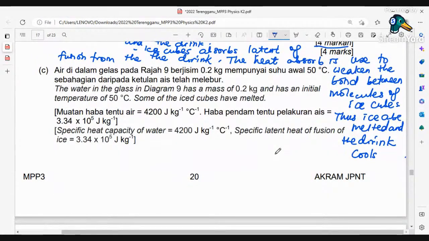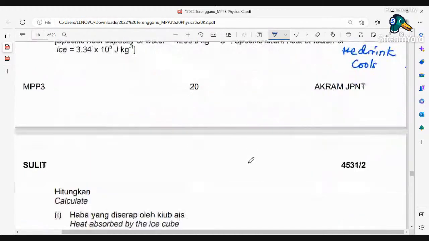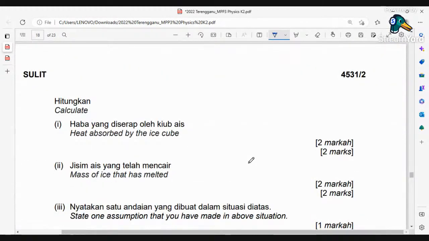But C, calculation. The water in the glass in diagram 9 has mass 0.2 kilogram. Initial temperature 50. Some ice cube has melted. We look at the question. Calculate heat absorbed by ice cube. Mass of ice cube that has melted.